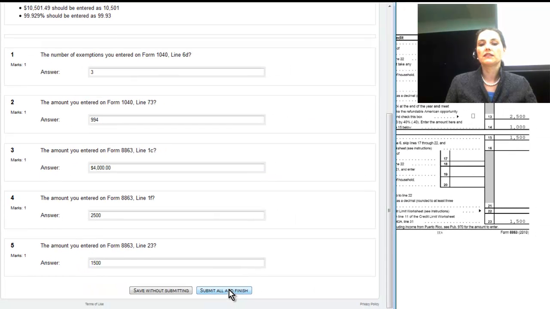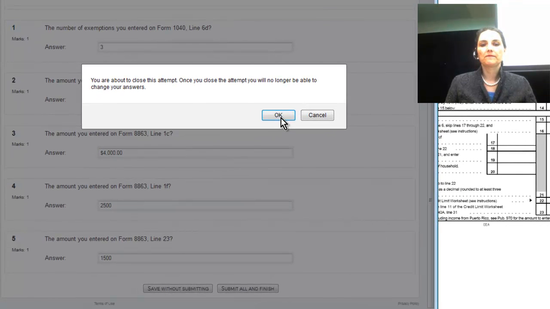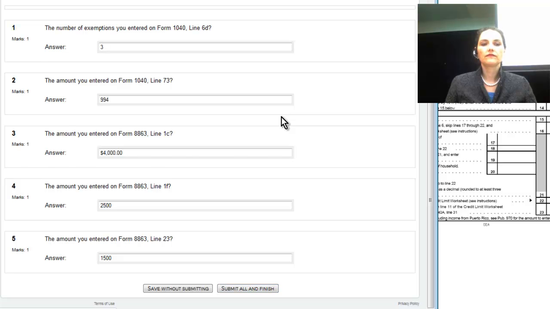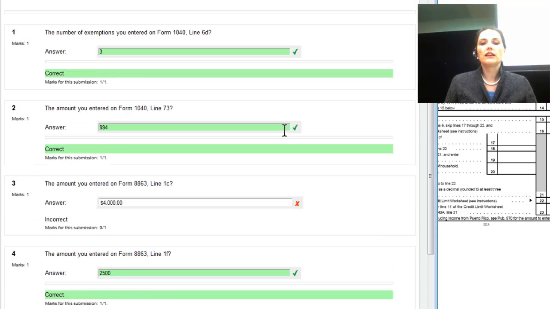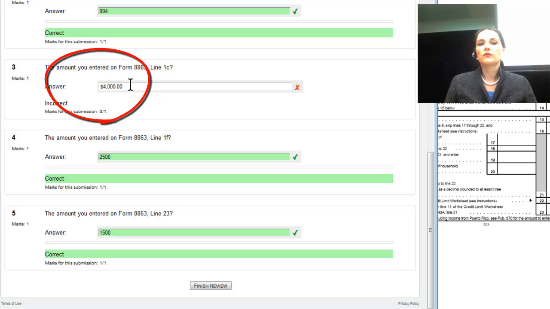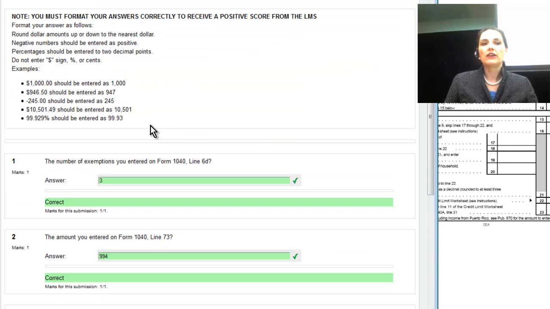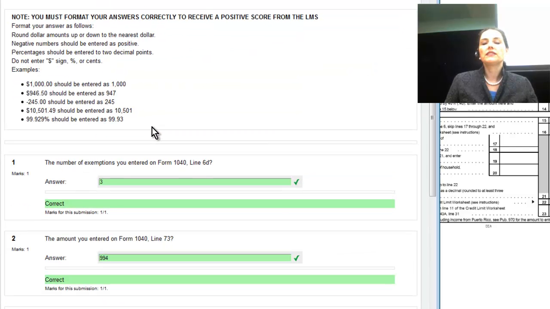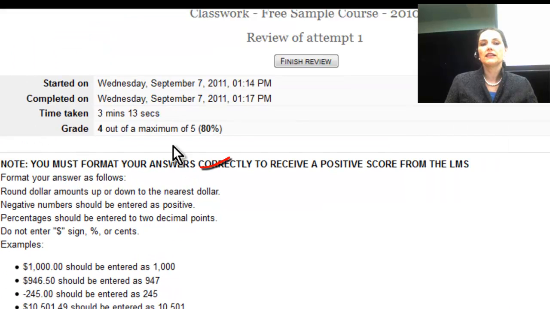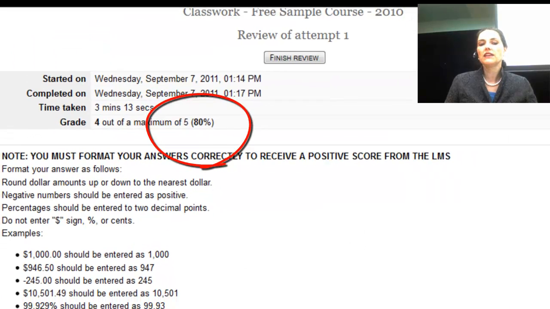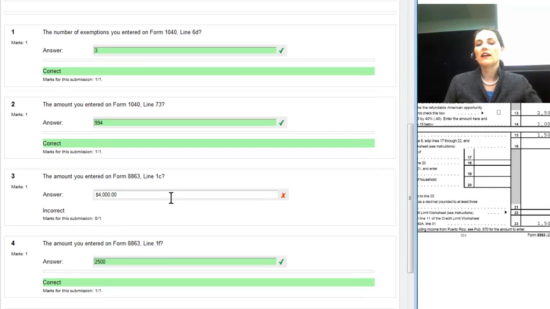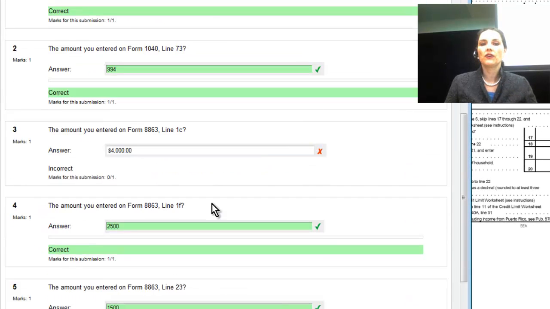I'm going to show you what I mean by submitting all and finishing. The LMS has graded me, and the question I got wrong is question number 3. It is not because I have the wrong answer. It is because I formatted it incorrectly. If I had formatted it correctly, I would have gotten 100% on this particular test. Now, I do need a passing score of 70% or higher to pass this test, and I did achieve a score of 80%. So even though I know I got this one wrong, I am technically finished with the test, and I can move on.